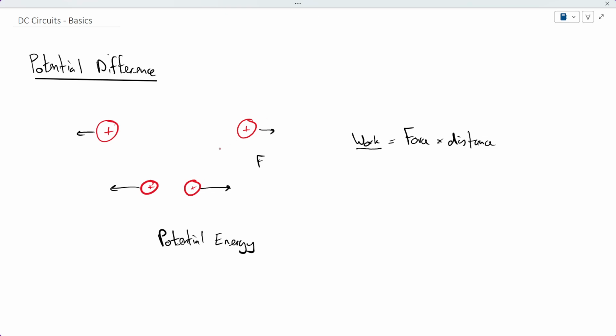Interestingly, in this scenario, the closer together these two charged particles are, the more potential energy they have got by conservation of energy. Because the closer together they are, the more work has been done to bring them together.